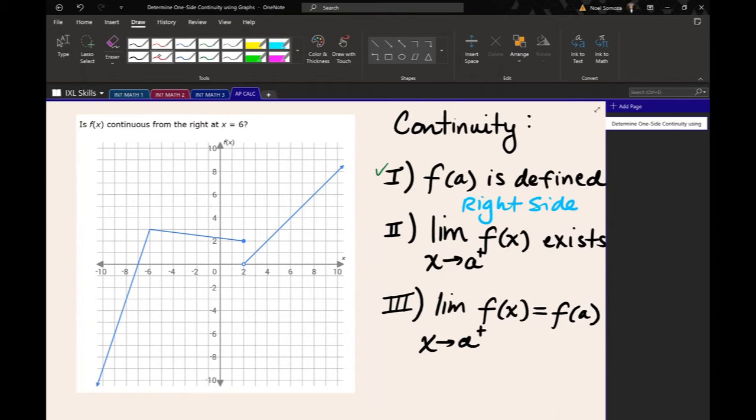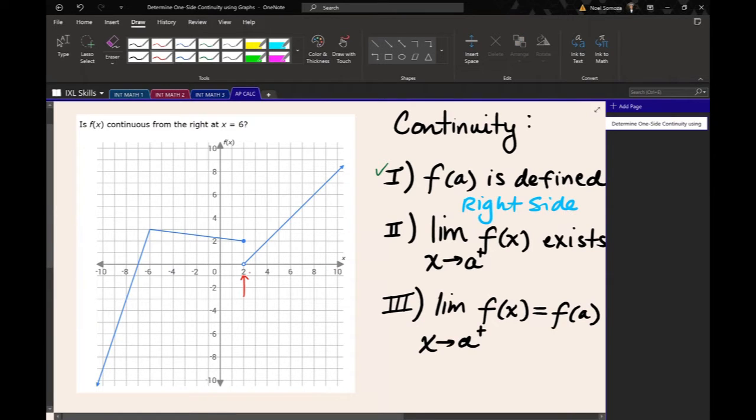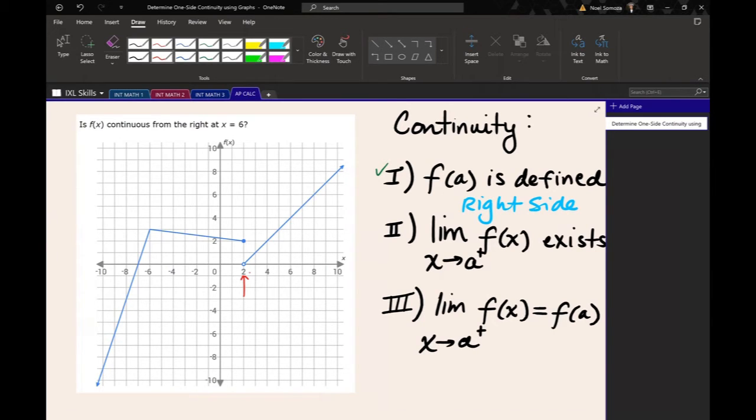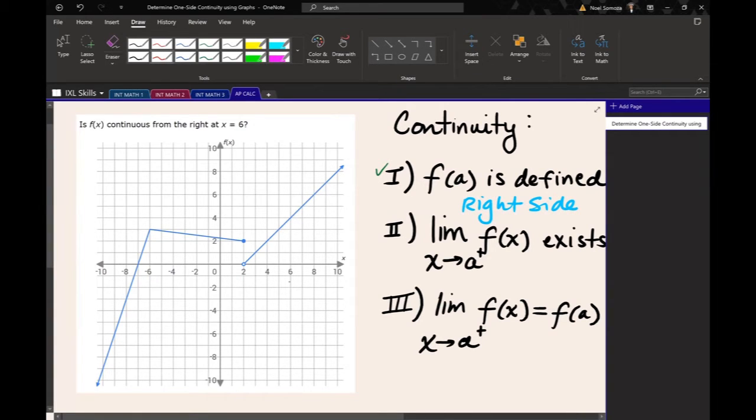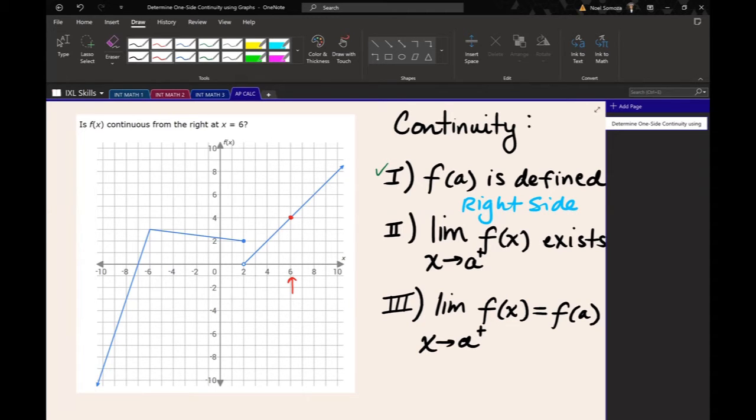That's because the graph emphasizes continuity here at x equal to 2, but that's not what we're being asked for. We're being asked to find continuity from the right side of the function at x equals 6. So we need to shift our eyes over to where the function is when x is equal to positive 6. All right, so I'm going to go up and I'm going to find that the function is actually defined at that point, right? When x is 6, we have an output, so it is defined.